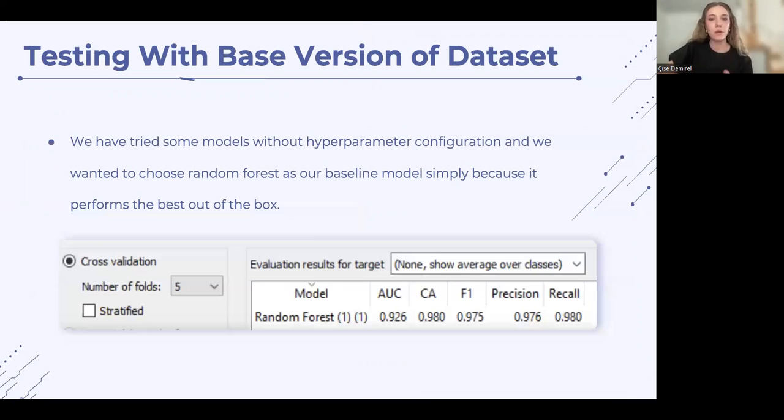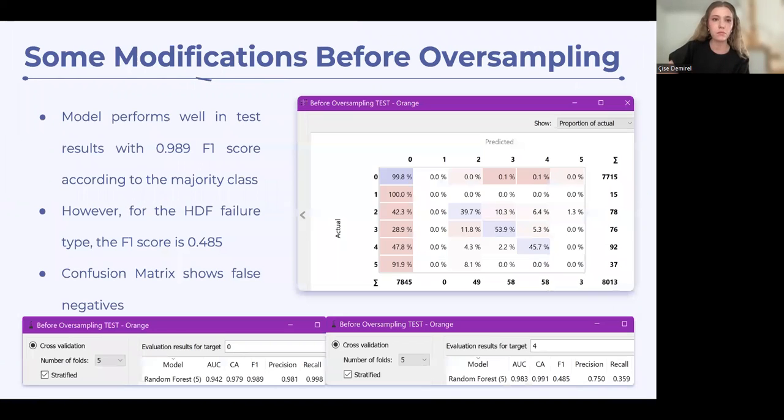We have tried some models without hyperparameter configuration, and as a result of the model results, we chose random forest as our baseline model. Here, the model performs well in test results with approximately 0.99 on F1 score.